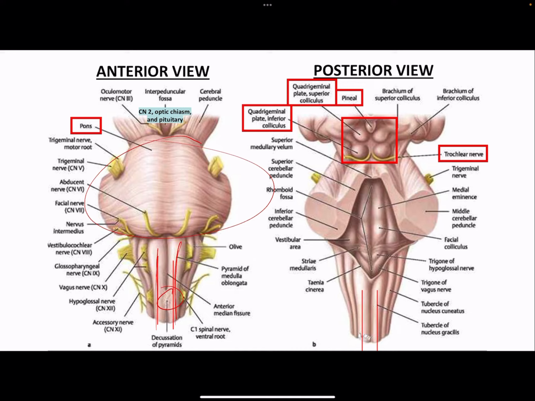Looking at the posterior side, we have the quadrigeminal plate, quad because there's 4: 2 superior colliculi and 2 inferior colliculi. And then right on the posterior side of the thalamus, you have the hypothalamus, you have the pineal gland. And remember, the trochlear nerves are the only cranial nerves that really come from the posterior side. You notice that everything else really comes from the anterior side. And again, you can notice when we're looking at the medulla because we have these longitudinal sections in the vertical plane.